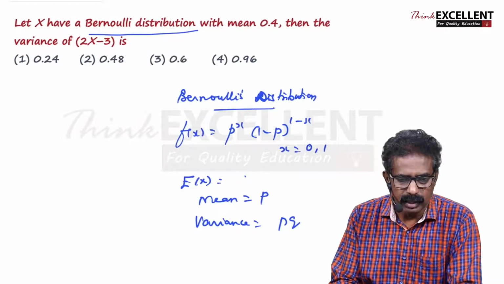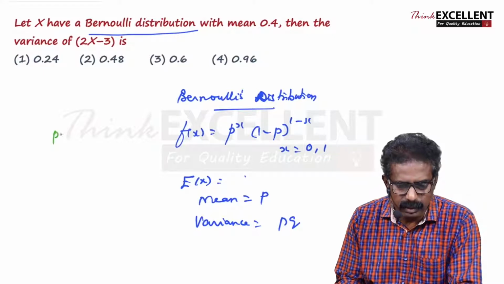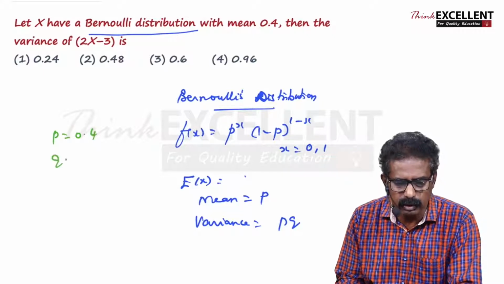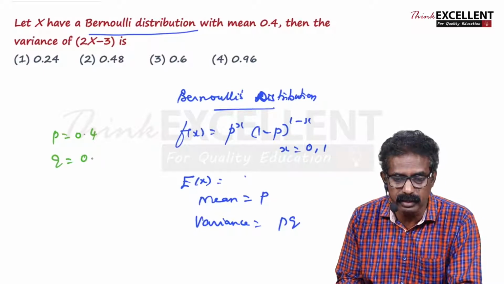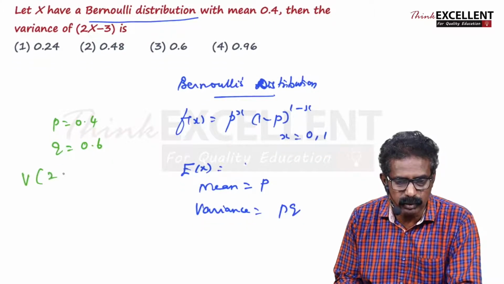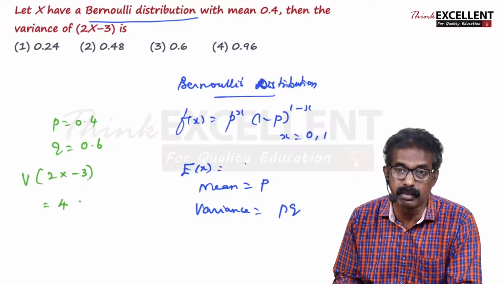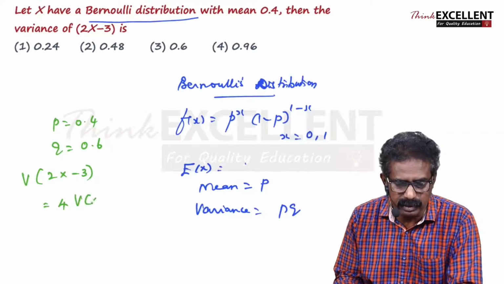Bernoulli's distribution with mean equal to 0.4. So that means p value 0.4, and immediately you know q value is 1 minus 0.4, it is 0.6. Then the question is variance of 2x minus 3. So 2 can be taken out, so it becomes 2 square, 4 into variance of x.